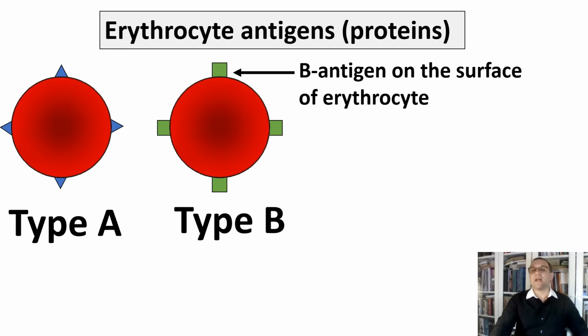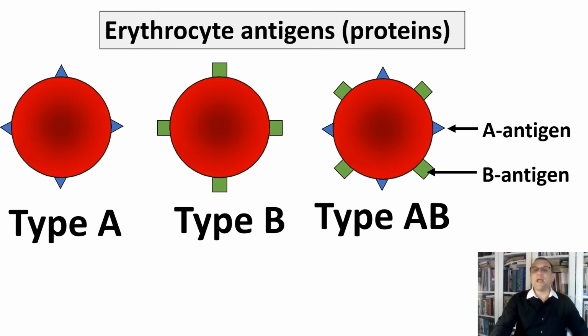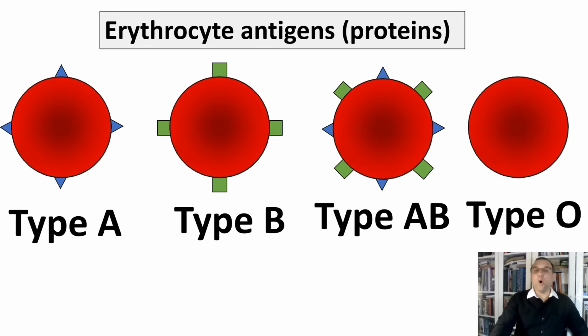Type B blood has erythrocytes with a different type of antigen on its surface. We call them B antigens. Type AB blood has erythrocytes with both types of antigens on its surface, type A and type B antigens. And type O has erythrocytes with neither A nor B antigens. None of them. These erythrocytes are naked, or not so naked, as you will see later on.